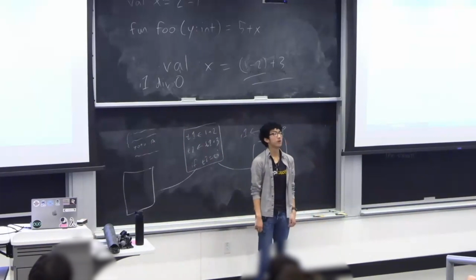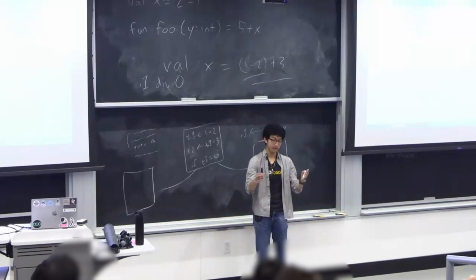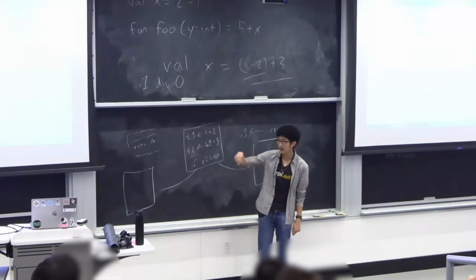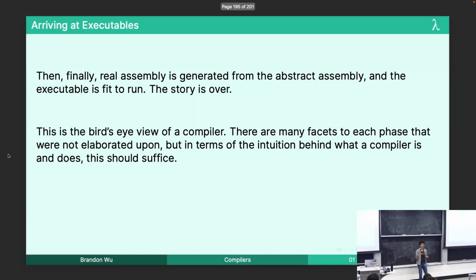Okay. After a lot of index cards and going to Texas, a surprising amount, we're at the assembly. Finally we have the real assembly from the abstract assembly, and we can run the executable. Story's over. We are finished with the compiler. This is like the 5-mile up view of what a compiler is. A lot of parts of each phase have a lot of nuance. Mostly the fact I didn't show you any real code that runs. But the intuition, I hope, is what gets you, right?